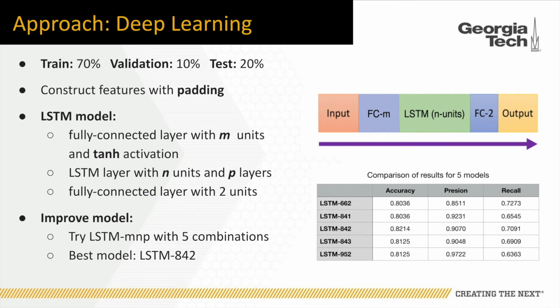For the deep learning approach, we use 70% of the dataset for training, 10% for validation, and 20% for test. Since some of the feature sequences could be less than 12 hours, we need to pad the sequences. Our LSTM model is composed of a fully connected layer with a hyperbolic tangent activation function, followed by an LSTM layer and a fully connected layer with 2 units. We tried our LSTM model with 5 different combinations of parameters, and a comparison of results for the 5 models is listed in the table on the right side.